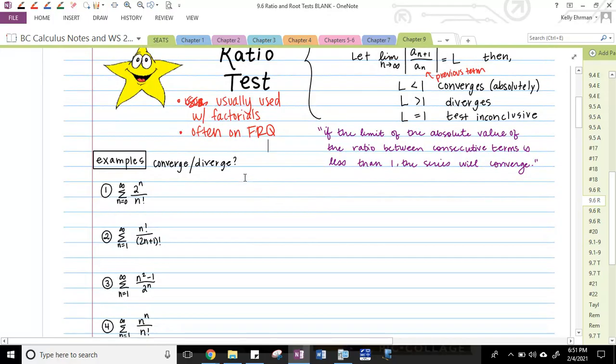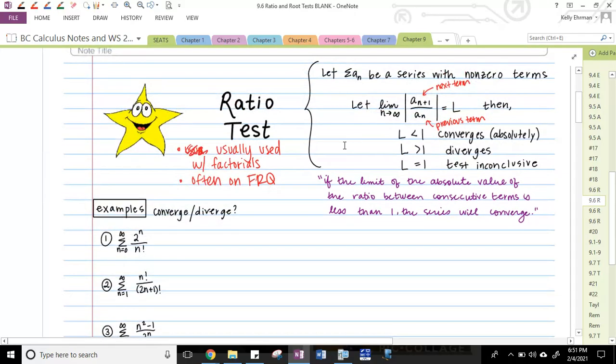All right, so let's look at the first test. What do we have to do here? I notice there's a factorial, and this thing isn't alternating, it's not geometric or any of that. So the first thing I want to do is look at the limit as n approaches infinity of a sub n plus 1 divided by a sub n. What's a sub n plus 1? It's 2 to the n plus 1 over n plus 1 factorial over a sub n, so just the original 2 to the n over n factorial.